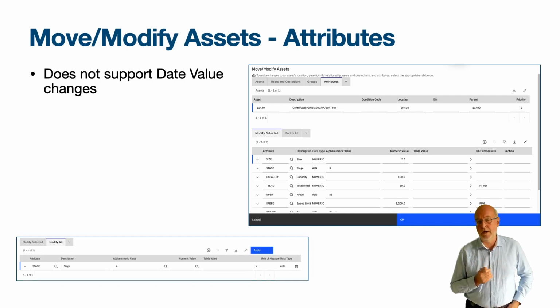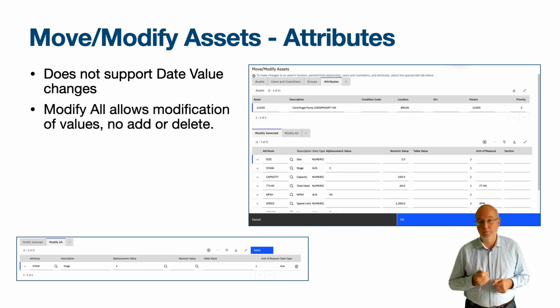The Modify All tab would allow you to modify the value for a specific attribute across the set of assets. In the screenshot on the bottom left, I'm about to update the stage attribute with an alphanumeric value of 4. I would then use the Apply button to make that change. You cannot use the Modify All to add a new attribute or delete an existing attribute from the set of assets, only for modifying the attribute values. If you compare it to the last slide, notice there is no delete field to toggle.